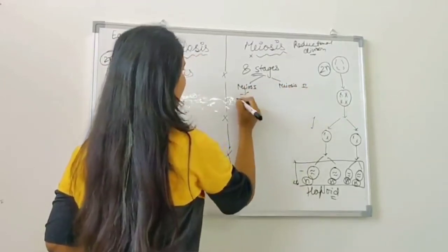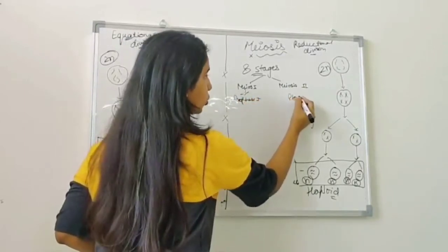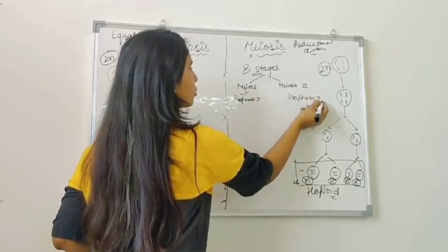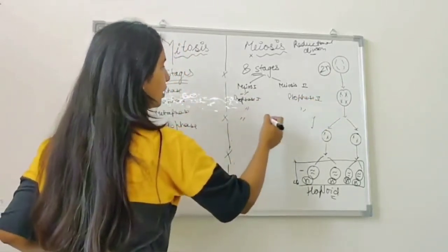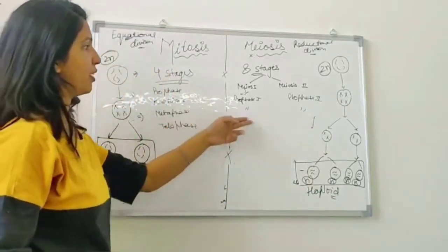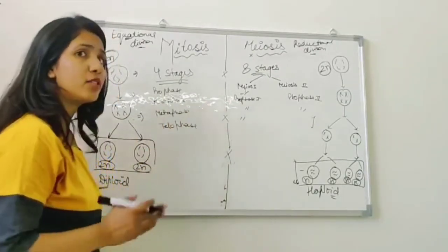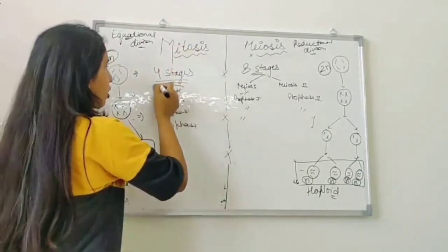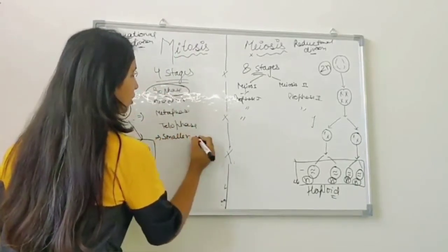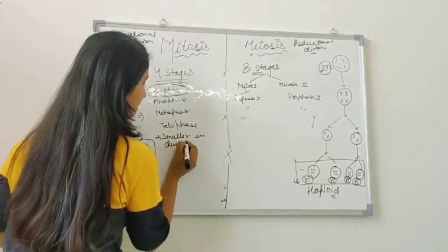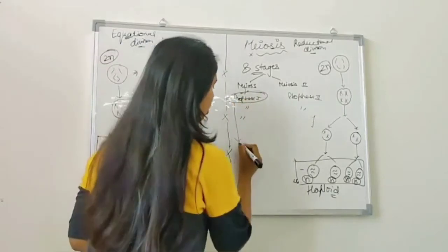So here is prophase 1 and here is prophase 2. So every event is going to occur two times. The names are like this: then anaphase 1, anaphase 2, metaphase 1 and metaphase 2, and telophase 1 and telophase 2. And this is what happens in mitosis and meiosis. So I was telling you, in mitosis, the prophase is smaller in duration, whereas in meiosis, prophase 1 is the longer phase.